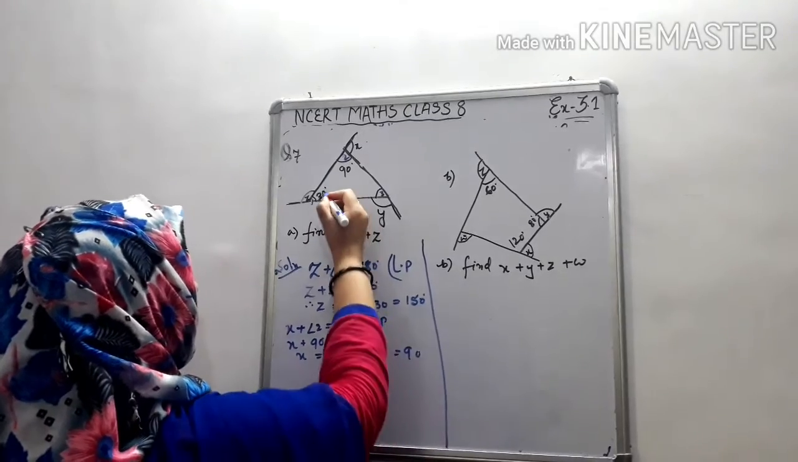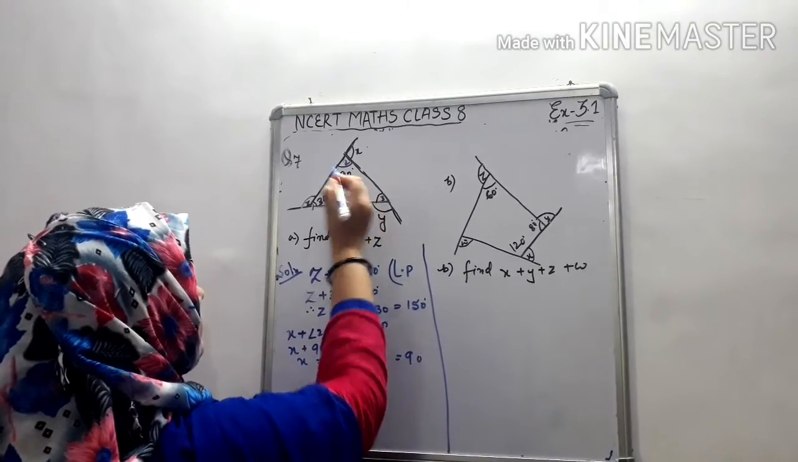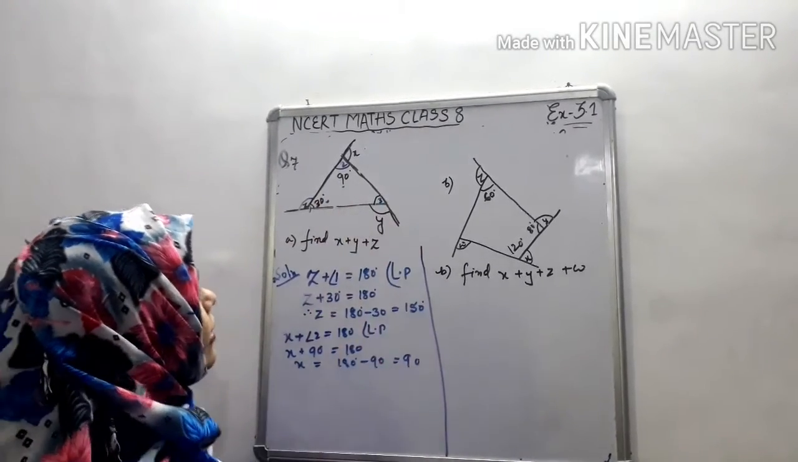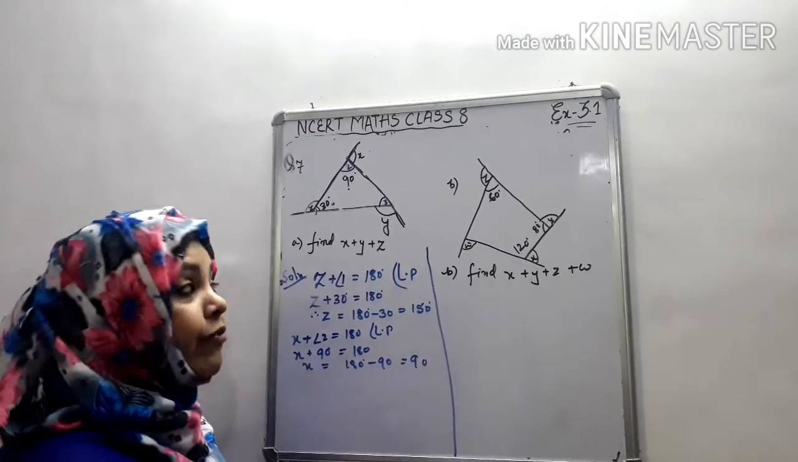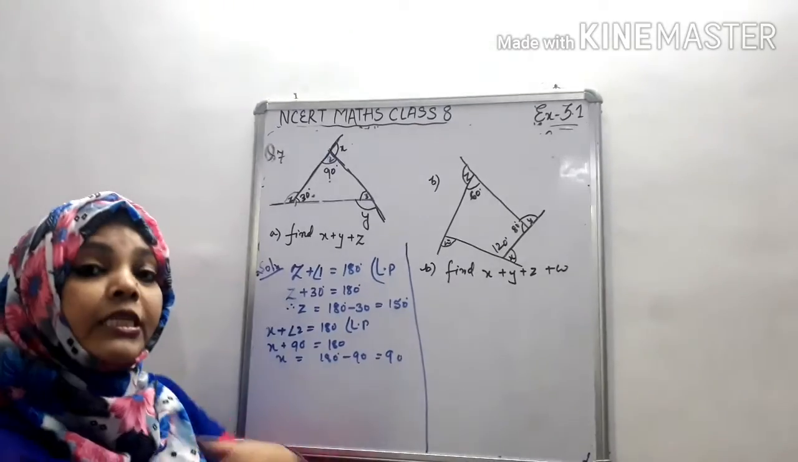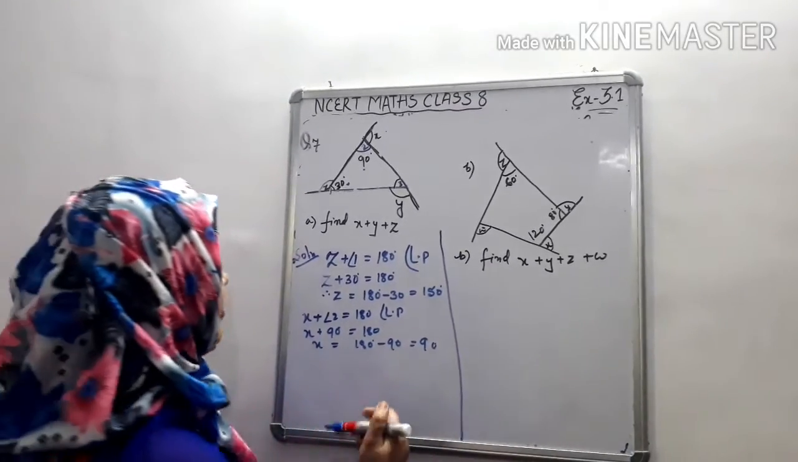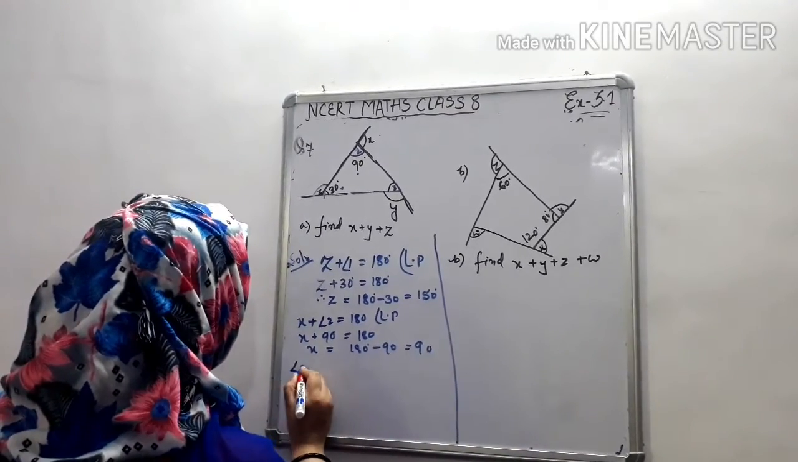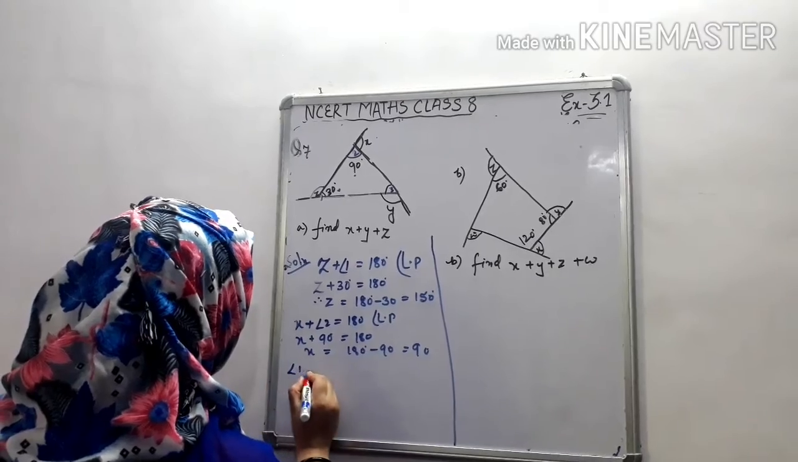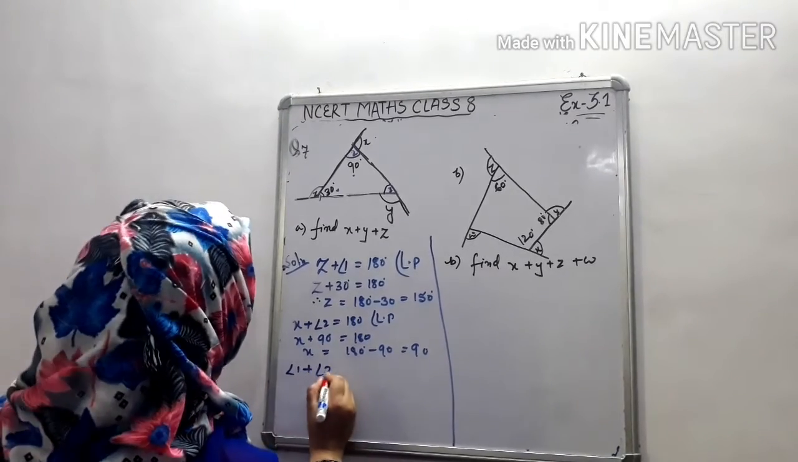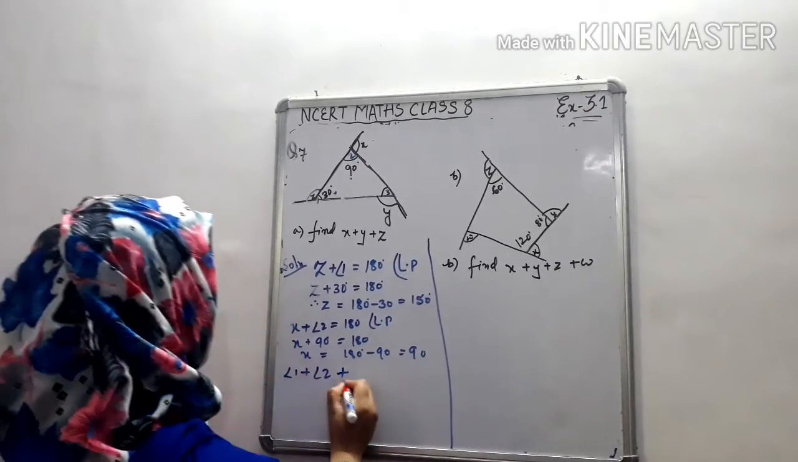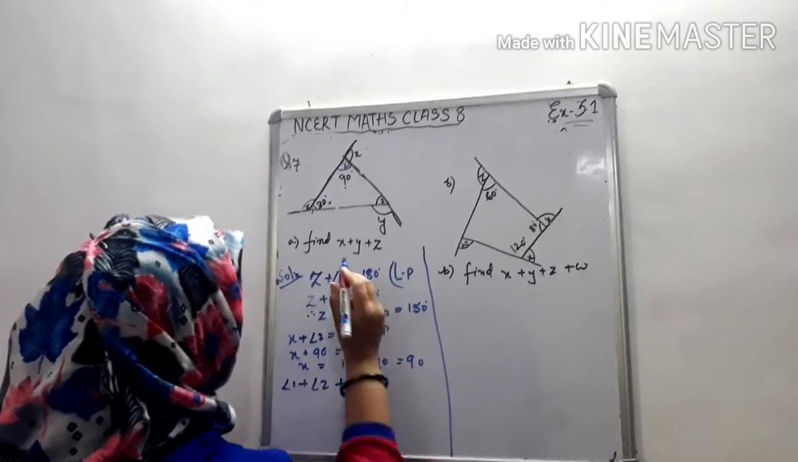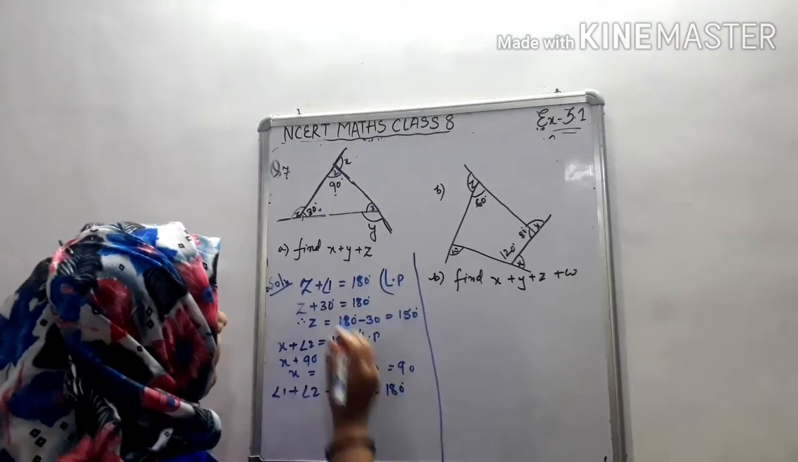Getting? Now look here. This is 90. This is 30. This is 90. What is the value of angle 3? What will be the value of angle 3? It's not given. So we will find the value of angle 3 by using the angle sum property of triangle. Just look here. Angle 1 plus angle 2 plus angle 3 is equal to 180 degree. Angle sum property of triangle.